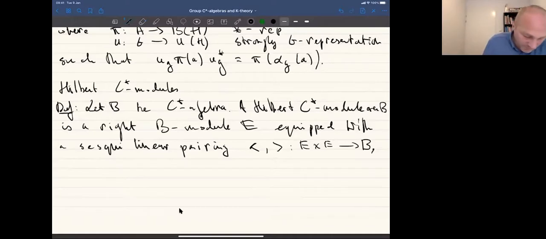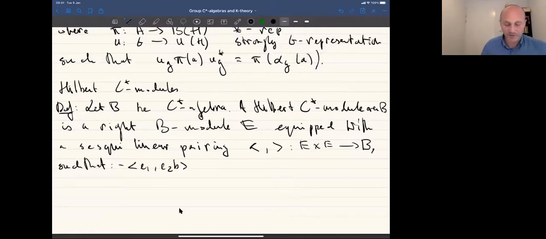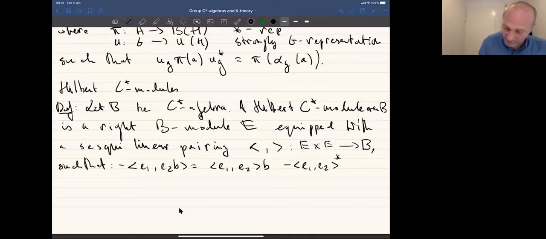Such that, well, and then there are some axioms which I will give, but they're really the same as those for a Hilbert space inner product. So if I take the inner product of E1 and E2 times B using the right module structure, then I should get this. If I use the star in B, then that should be the same as switching the entries. These are really the complex inner product axioms.